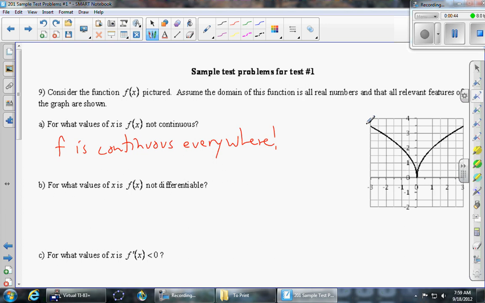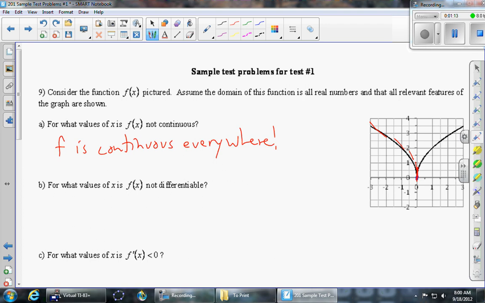Part B, for what values of x is f of x not differentiable? So one of the problems with differentiability happens at corners. And so this part right here is going to be a point where f is not differentiable. You can see that because I'll just draw some little tangent lines. So there could be a tangent line there and there and there and there and there. And I already have maybe a problem if it's like a vertical tangent line right there.